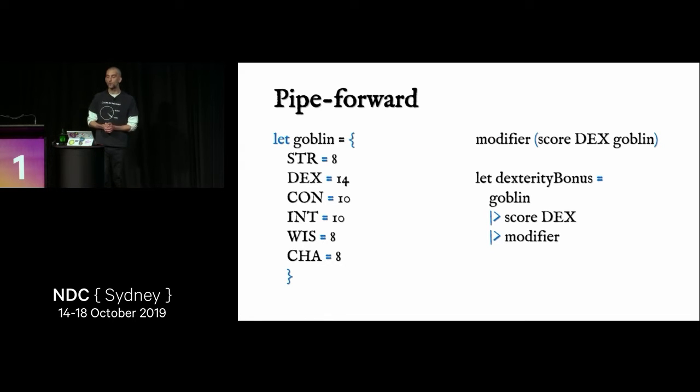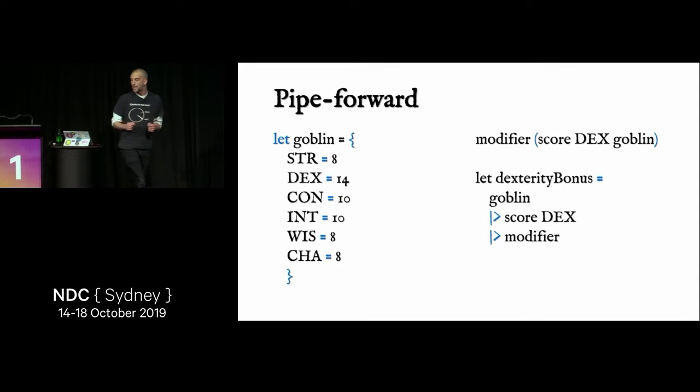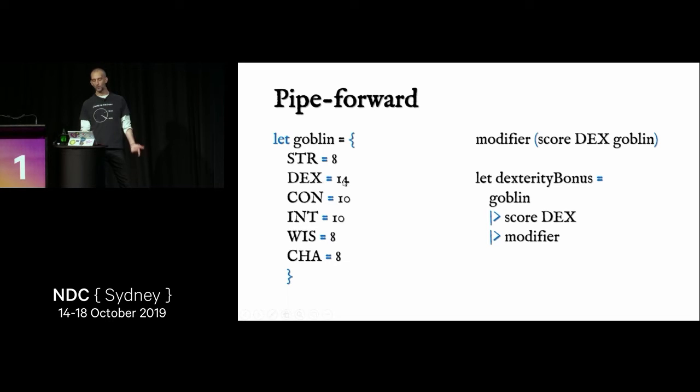And so at that point, we are ready to ask questions like, what is the modifier for the strength of a goblin? So I have a record for a goblin. My goblin has a strength of 8, a dexterity of 14, and so on and so forth. I could write this two ways. One is the typical way, which would be first get the score for the dexterity for the goblin, wrap that in, and make a function call modifier on this.